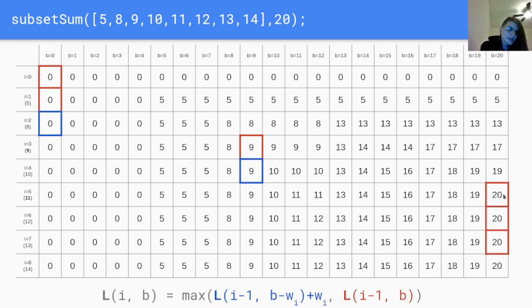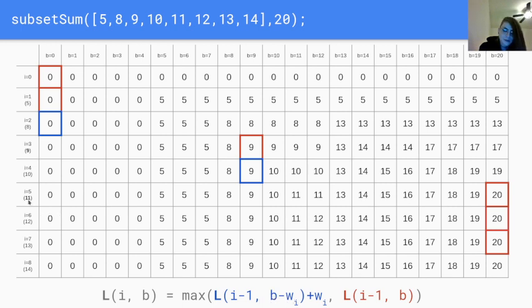So it was the blue case, and we can figure out which column we know it was in the I equals 4 row, because it's always I minus 1 here every time. So we know it was the I minus 4 row. We can figure out which column it came from by just looking at the recurrence. We're looking at B minus W sub I.